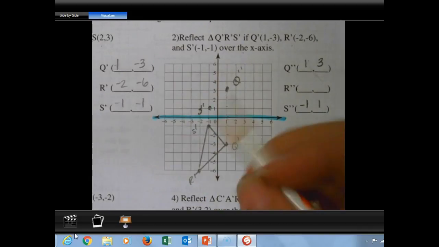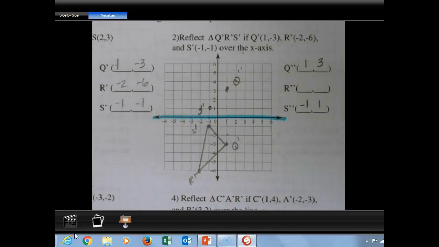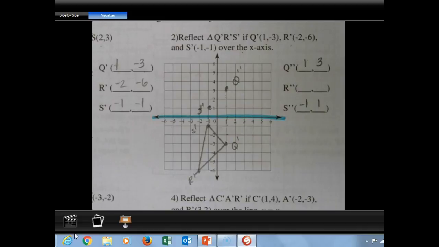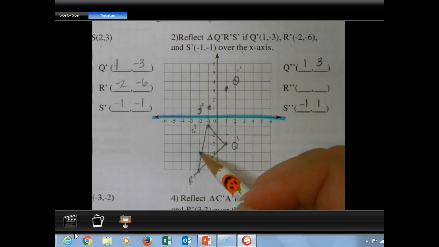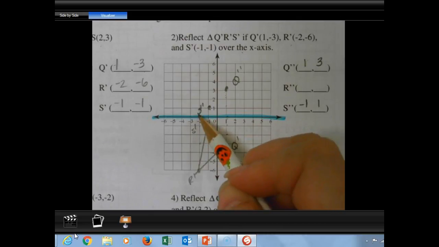R prime, Laudo. What do I need to do to reflect my R prime? How do I flip it? By doing what? And how do I do that? Counting up towards the line of reflection. Can you say that for me? Good. Let's count it together. Ready? 1, 2, 3, 4, 5, 6.